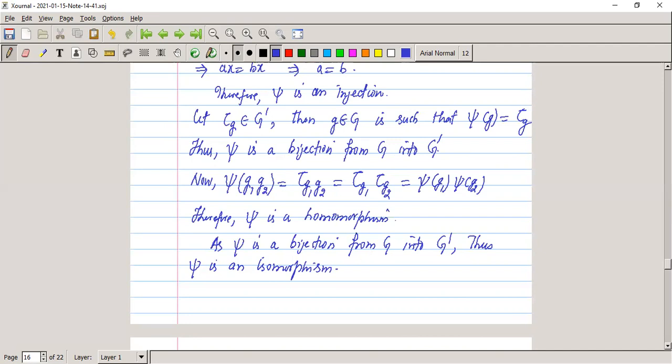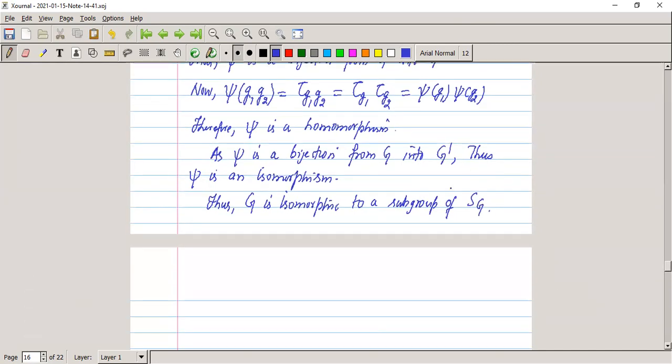So this completes the proof that every group G of finite order n is isomorphic to a subgroup of S_G. Thus, G is isomorphic to a subgroup of S_G. And while going through the proof, we have seen what the structure of that subgroup of S_G to which G is isomorphic is. So keeping that in mind, we can have an example here.